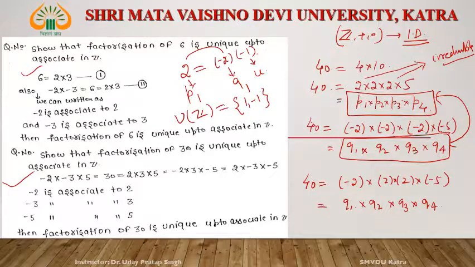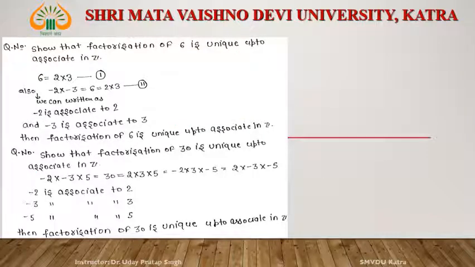Let us see. 6 can be written as this. Yes, 6 can also be written by this. And 2 and minus 2 are associates, 3 and minus 3 are associates. What is 2? 2 is prime, so 2 is irreducible, and 3 is irreducible. Yes. Okay. Then this 6 has unique factorization in terms of associates. Similarly, 30 has unique factorization in terms of associates.